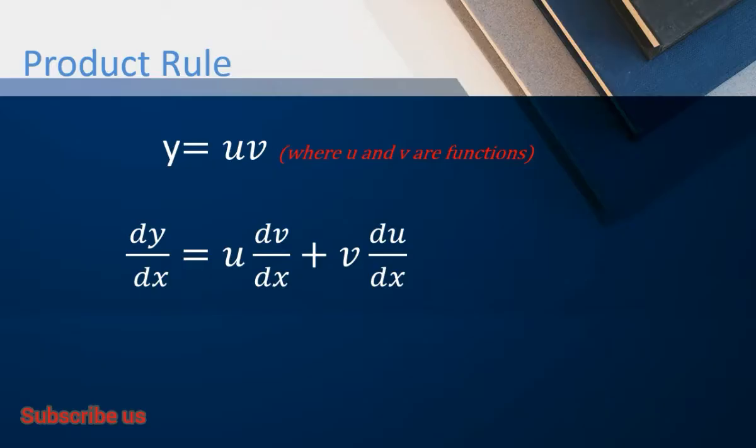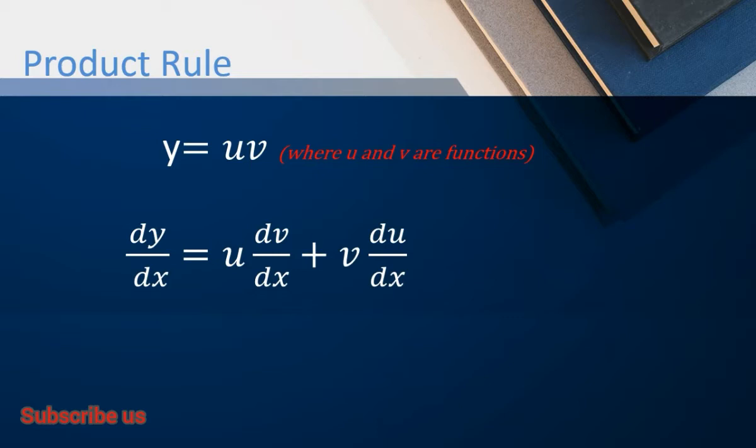Next, product rule. Now we are going to discuss the new main part. It's called the product rule. Here you are able to learn how to differentiate functions that are multiplied together. If y equal u times v, where u and v are functions. Sometimes u and v can be functions of x, t, like that, but here u and v are functions of x.